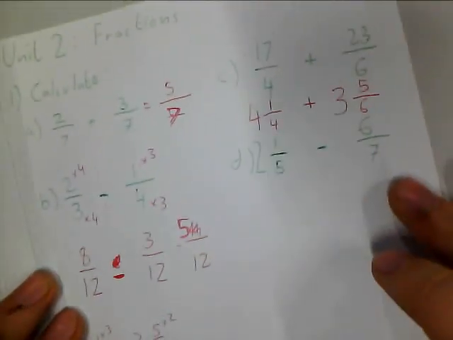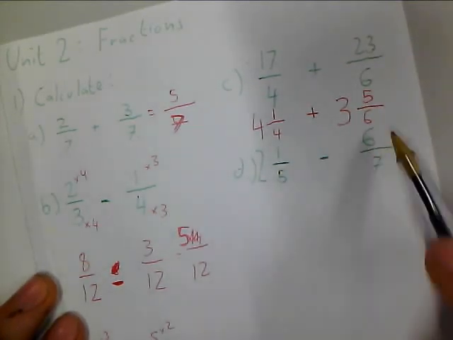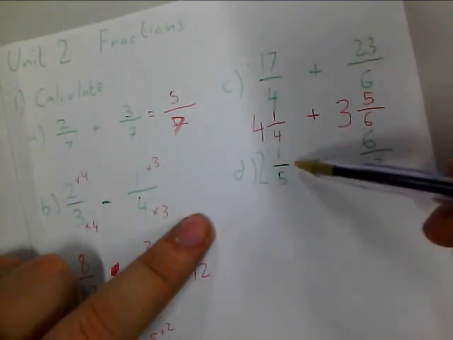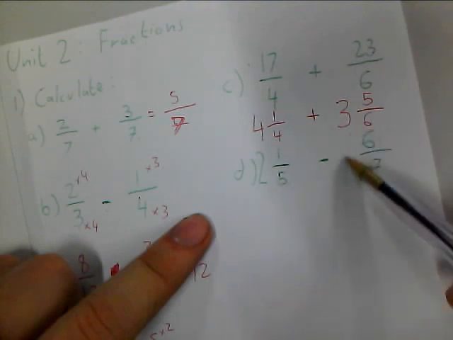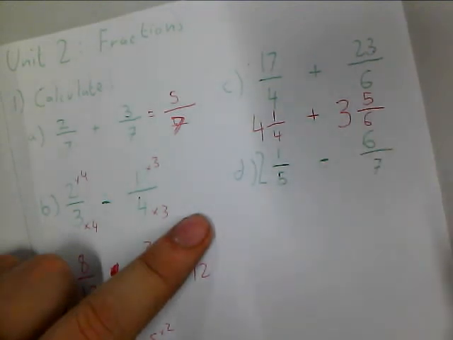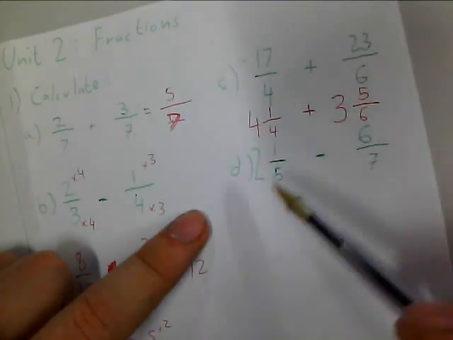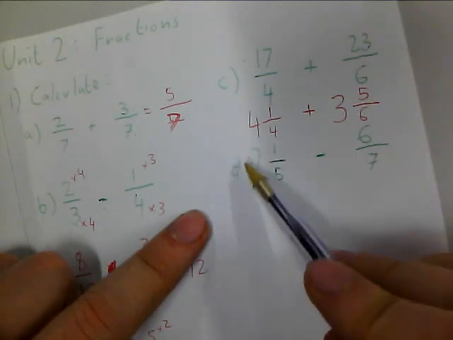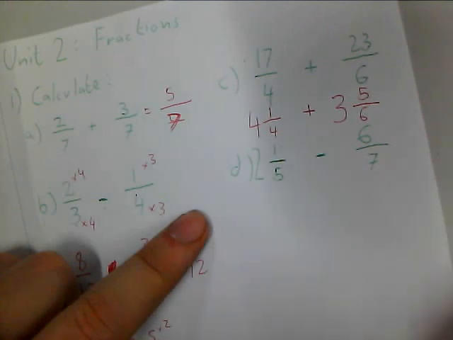Okay, and now the final sum here, 2 and 1/5, take away 6 and 6 sevenths. Now, this one is a little bit trickier. You might notice that a 5th is smaller than 6 sevenths. Okay, there's a couple of ways you can do this. I'm going to show you the best way possible, and that is to borrow one of the wholes in here and attach it to my fraction.